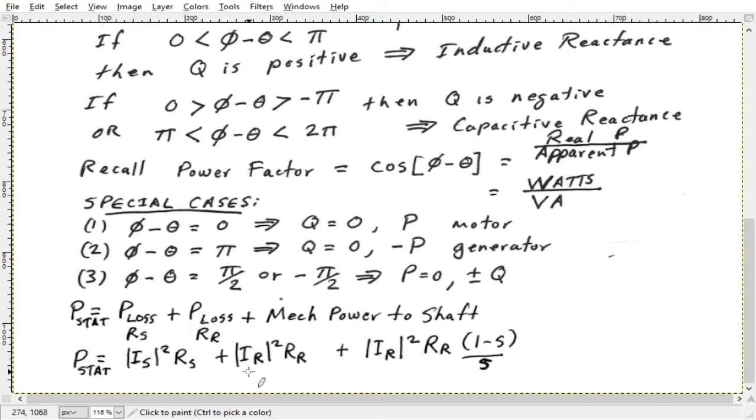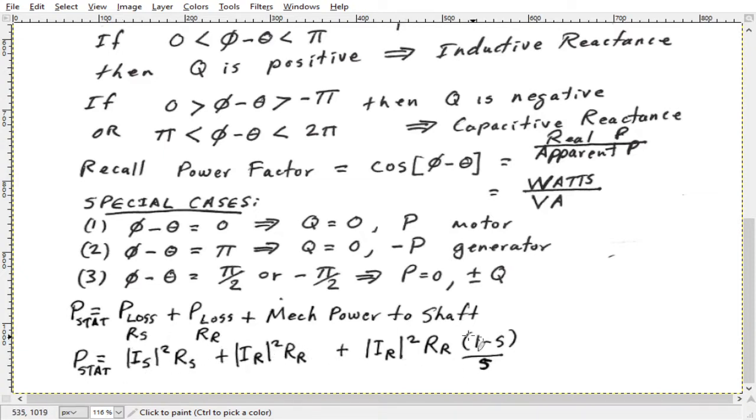And so if I go in and plug these in, then the real power that you see looking in from the stator terminals is going to be IS squared times RS, plus IR squared times RR, plus IR squared times this thing here, and this is actually power to the shaft. Some of this is overcoming resistance and windage and things like that, but essentially this is to rotate the shaft, and this is just losses in the rotor due to resistance in the loops. Okay, so this is the power we see.